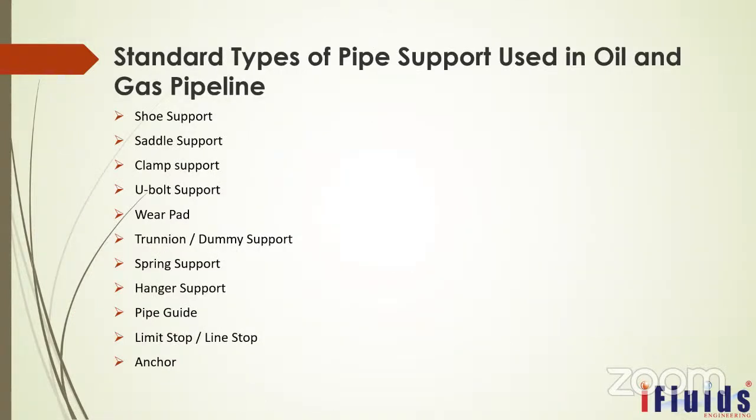So what are all the standard types of pipe support generally used in our industries, refineries or wherever? Supports are all the same. First we are going to see these types of supports: shoe support, saddle support, clamp support, U-bolt, wear pad, trunnion, spring support, hanging support, guide support, limit stop, and anchor. One by one we are going to see in detail.